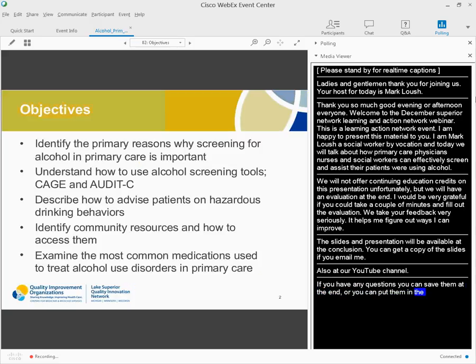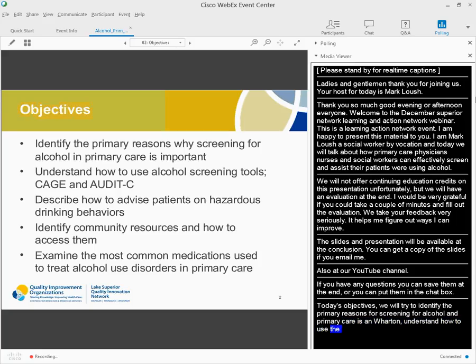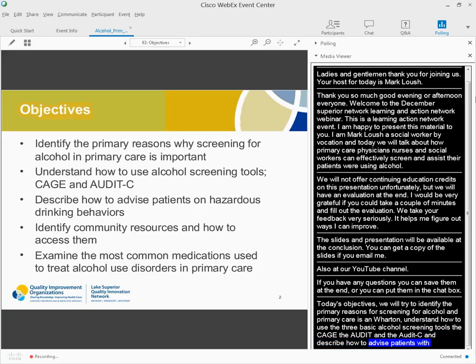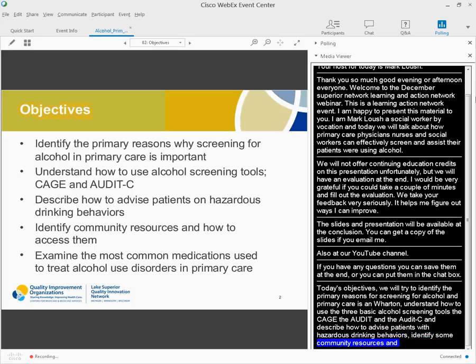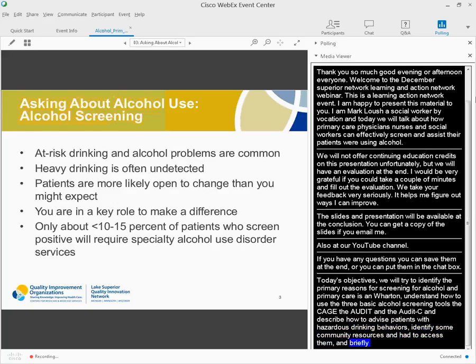So today's objectives. Today we're going to try to identify the primary reasons why screening for alcohol in primary care is important, understand how to use the three basic alcohol screening tools, the CAGE, the AUDIT, and the AUDIT-C. We're going to describe how to advise patients on hazardous or risky drinking behaviors, identify some community resources and how to access them, and then briefly examine some common medications used to treat alcohol use disorders in primary care.